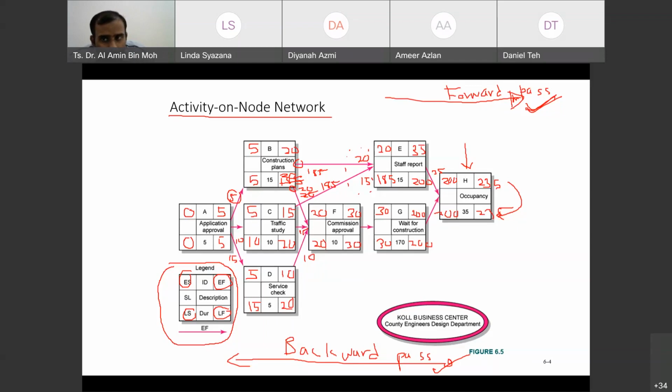The time that you can delay, take, relax. Okay. Anyone want to add to the explanation of your friend, Daniel, just now? What is slack? Delay time of activity. Yes, exactly the same. It's the same meaning, right?